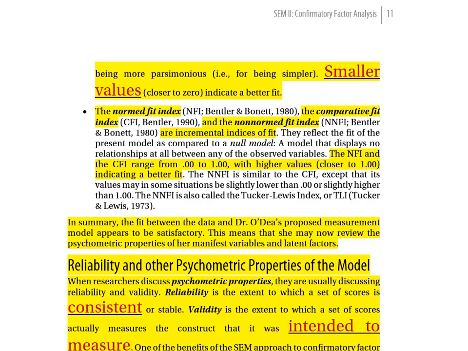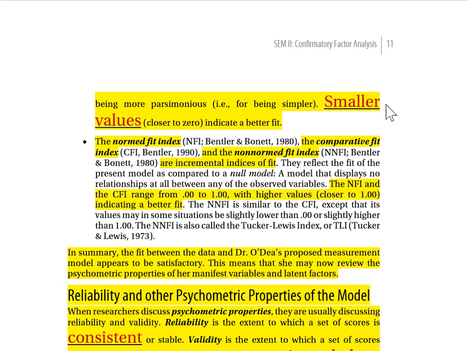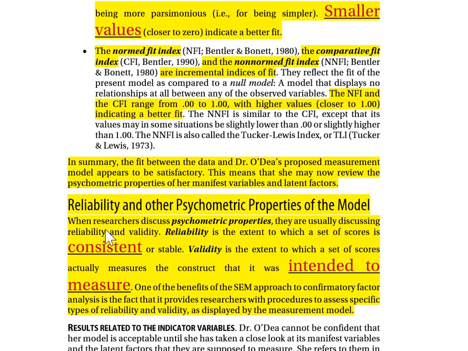And this is part 3. We're in Chapter 17, SEM2, Confirmatory Factor Analysis. This is part 3 of my video series on it. With the last part of my video series, we were on page 11 of Chapter 17, and we were just about to begin a section headed Reliability and other psychometric properties of the model.